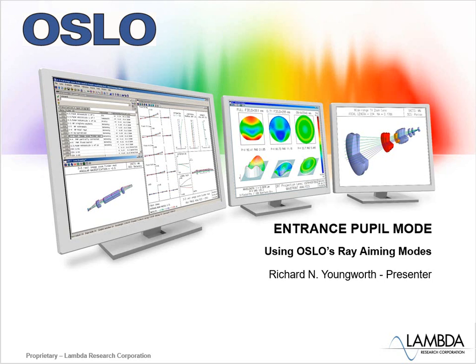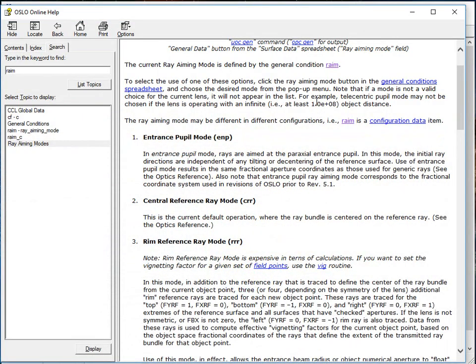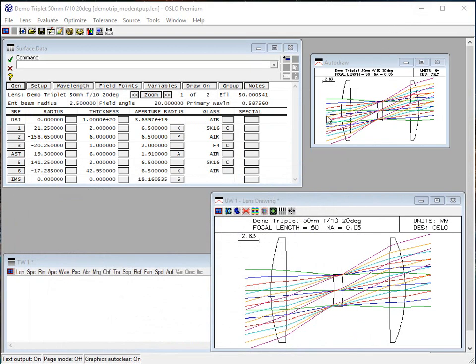Hi OSLO users, in this video I'm going to talk about the entrance pupil mode out of OSLO's ray aiming modes. So in the entrance pupil mode, rays are aimed at the paraxial entrance pupil. So initial directions are independent of tilting or decentering of the reference surface. I think it's easiest to see what this is doing by looking at an example.